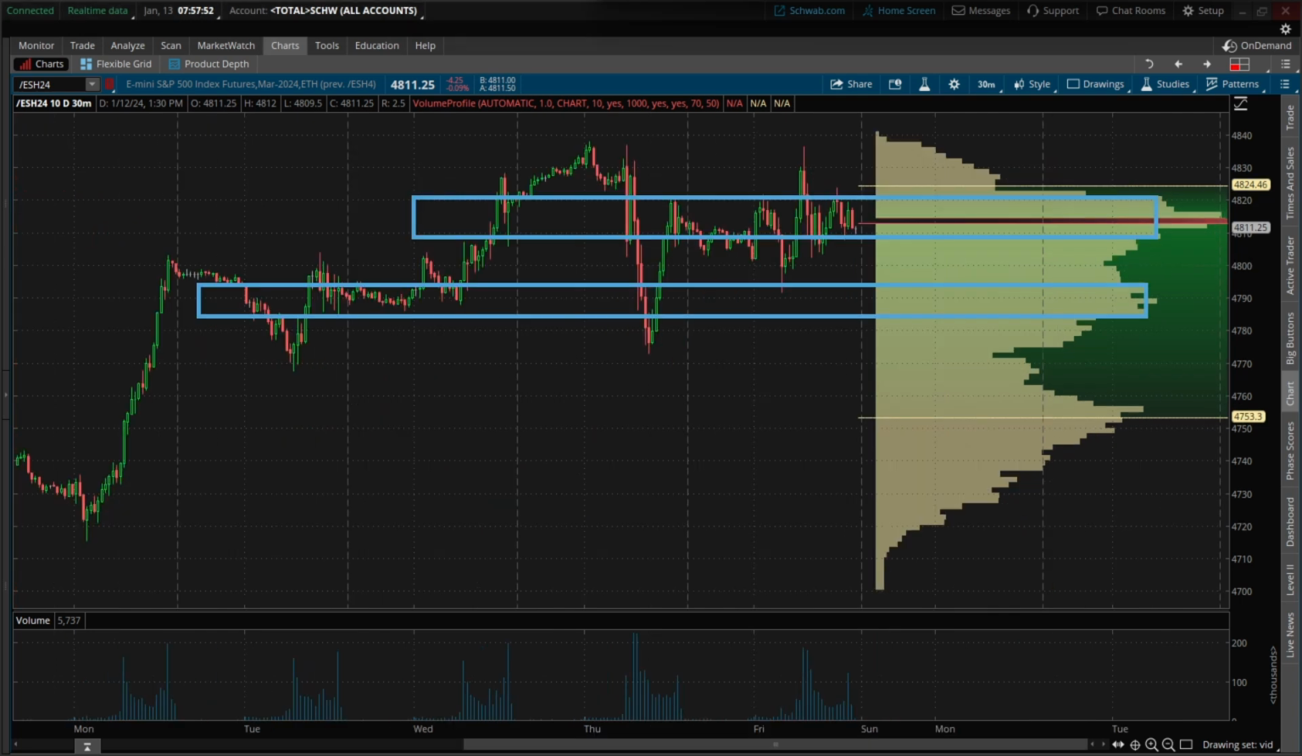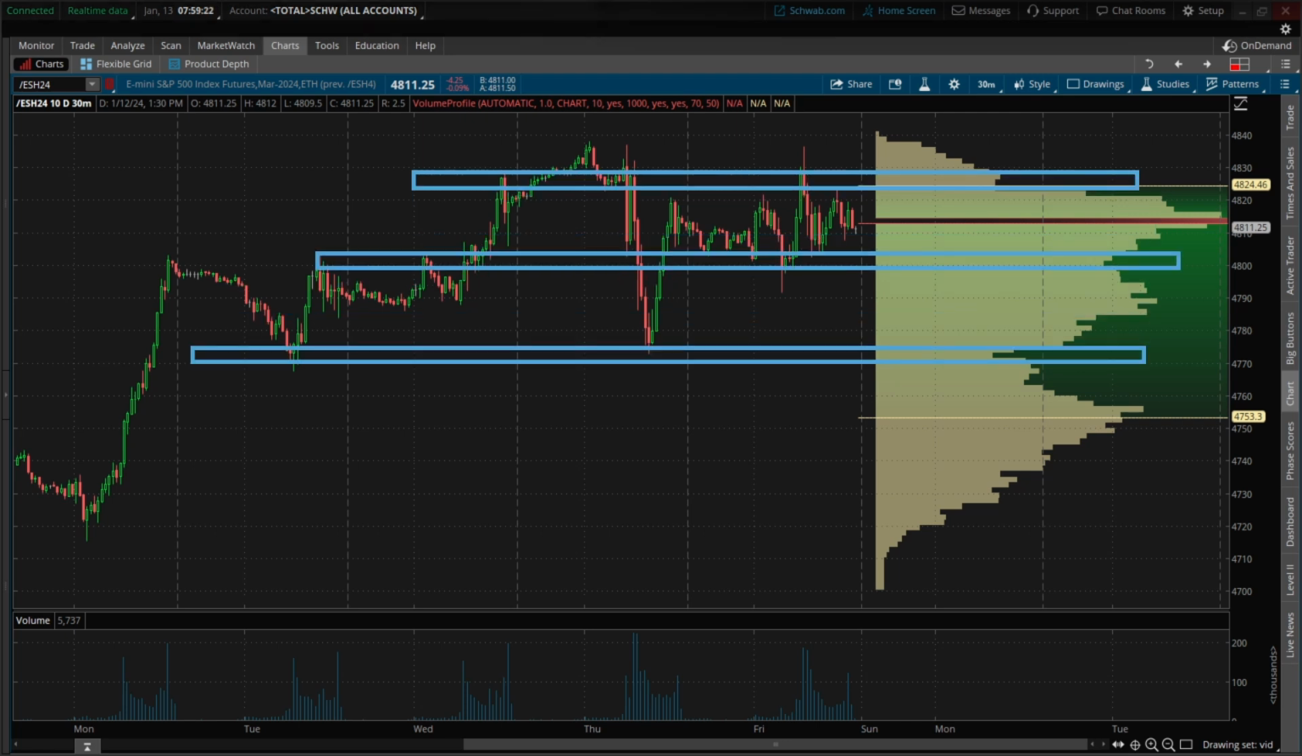We're going to be identifying high volume nodes. Think of these bigger profiles that are highlighted here as having a gravitational pull on price. Price will have a tendency to come into these areas and trade for long periods of time before coming out of this basis build. And these other highlighted areas will be low volume nodes.